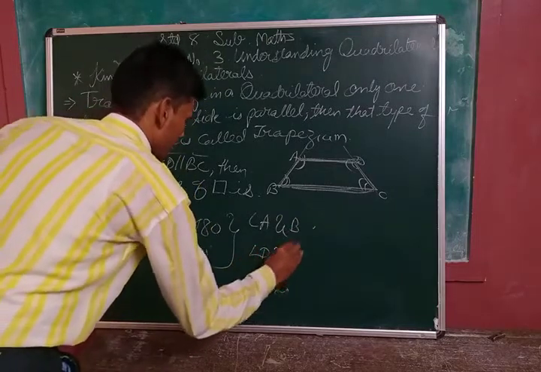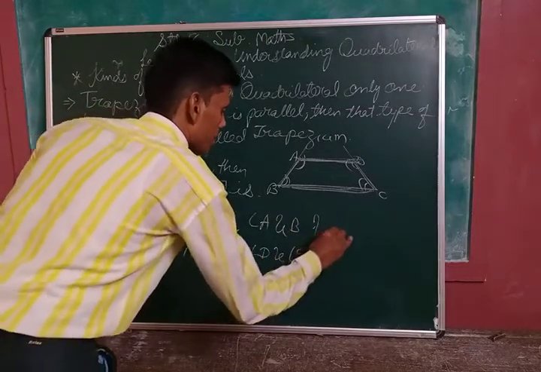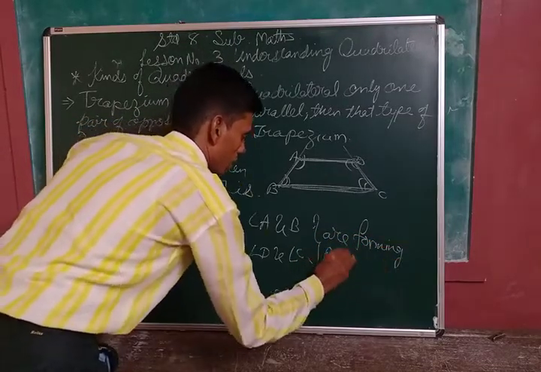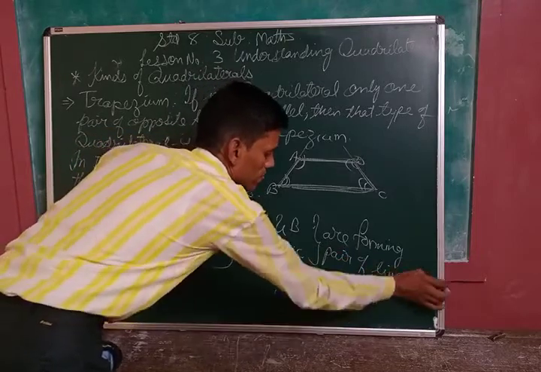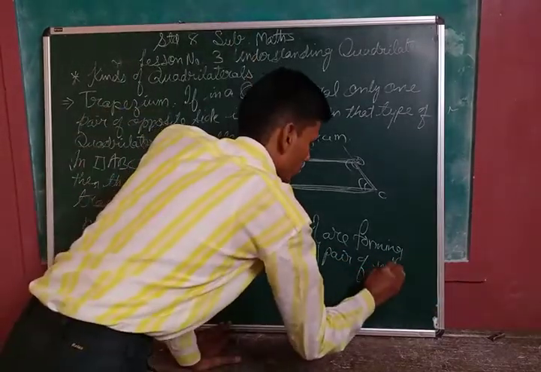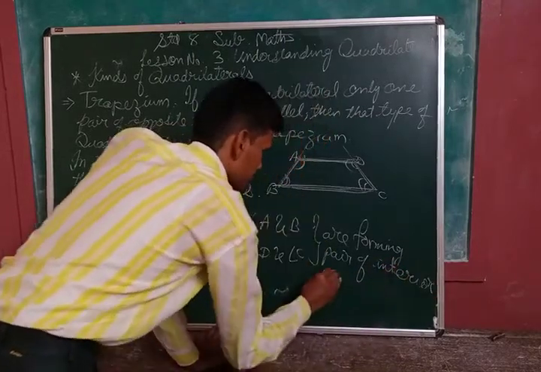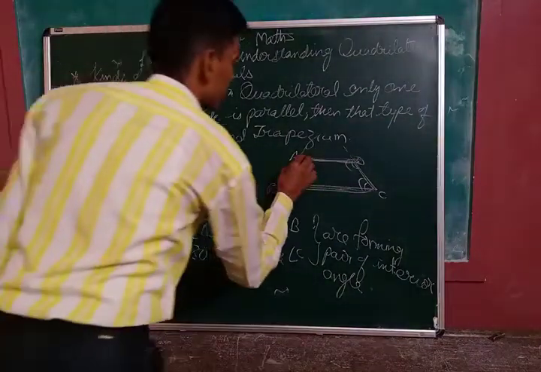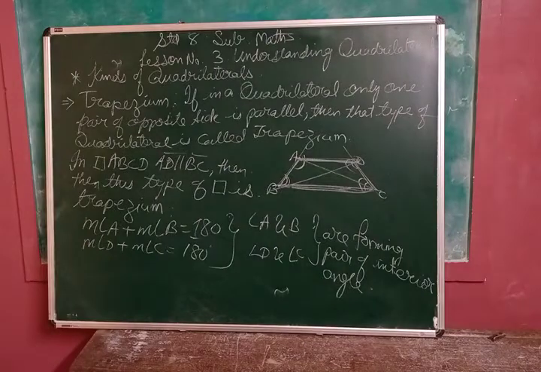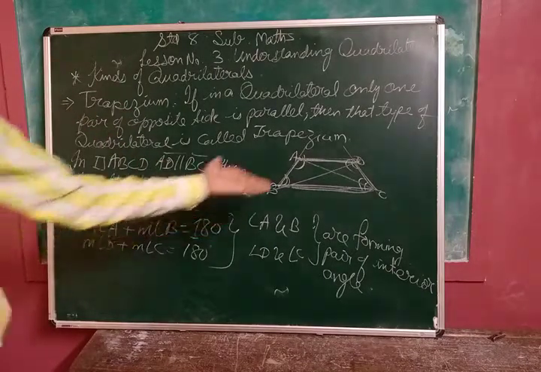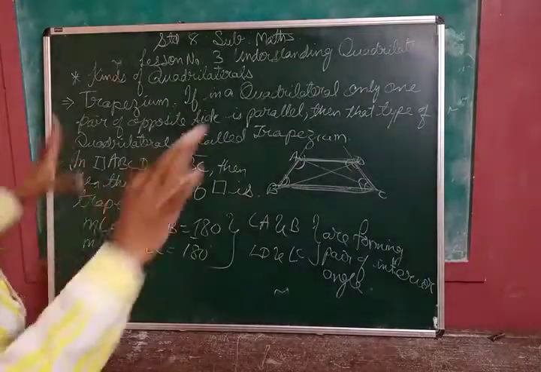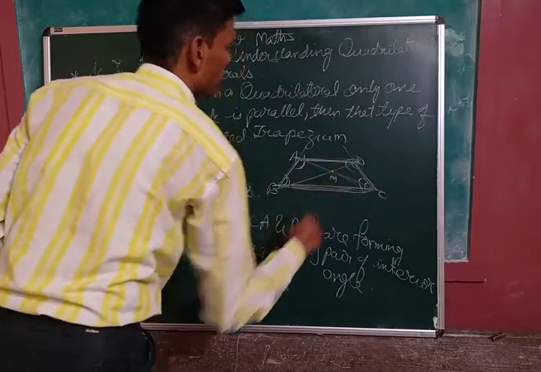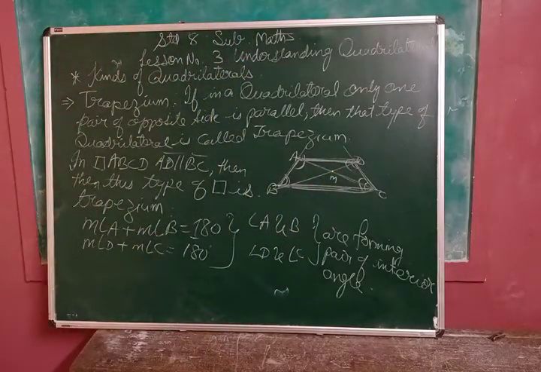Here angle D and angle C are forming a pair of interior angles. Is that clear? So this is the property. Here the diagonals intersect each other, but it is not said whether they are bisecting each other or not. Diagonals intersect each other. Intersect means they are cutting at some point. That means it does not bisect. It is not said clearly.